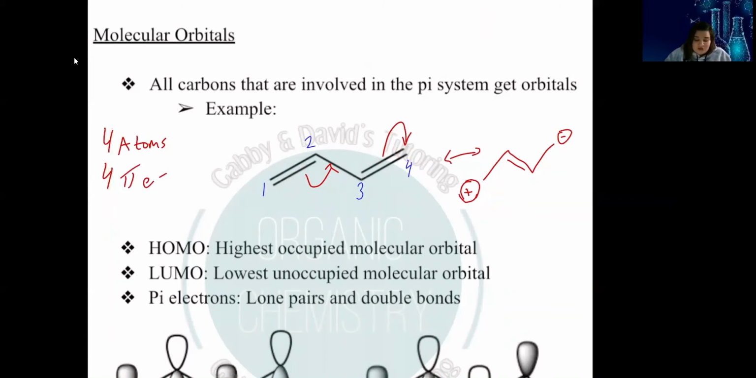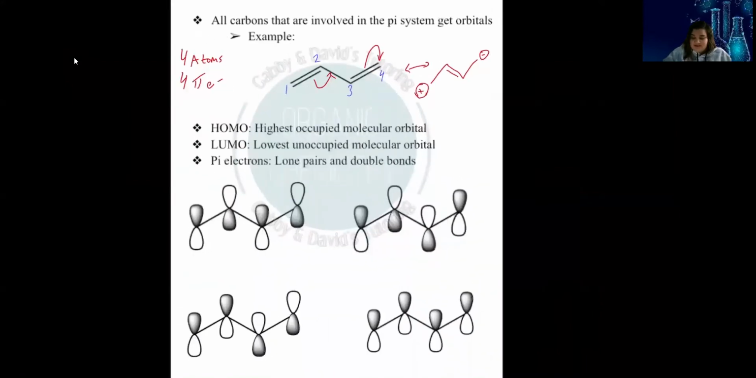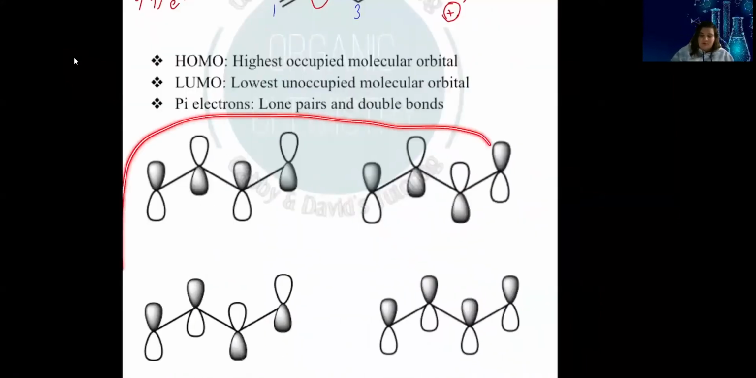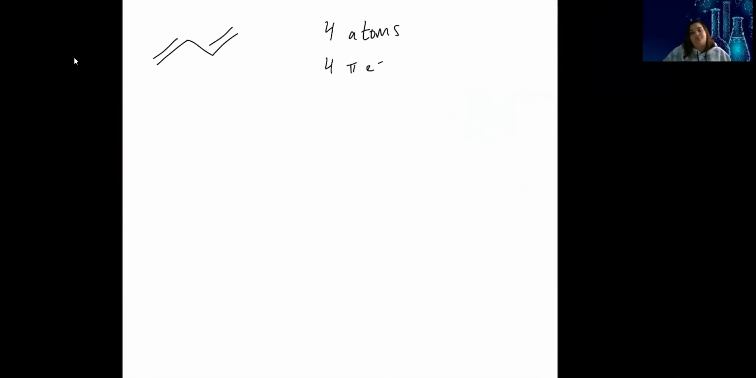Okay, so the way you want to do this, I do have all 4 of our orbitals drawn out here, but I just want to explain a little bit more detail for you. So what we have is our 4 carbon chain, right? We have carbons 1 through 4. So we said we have 4 atoms and we have 4 pi electrons.